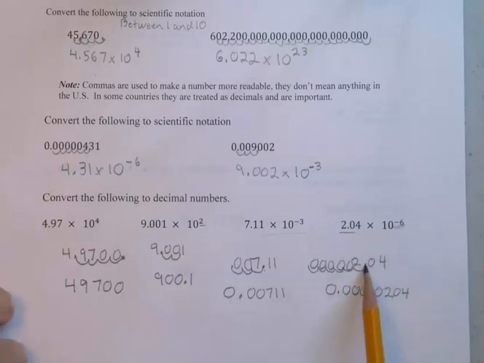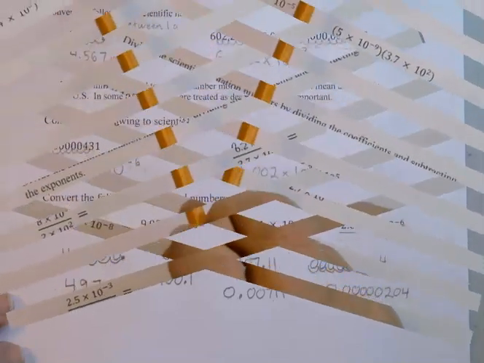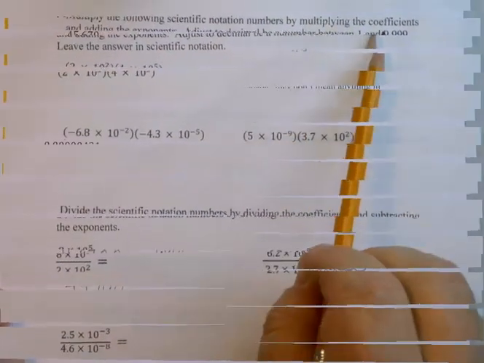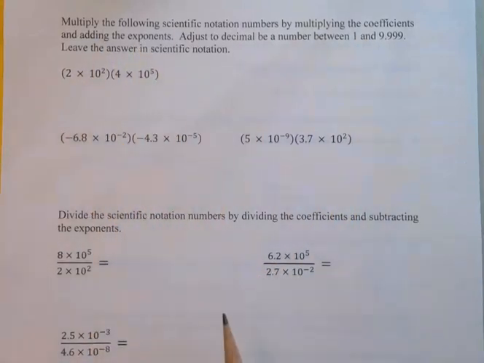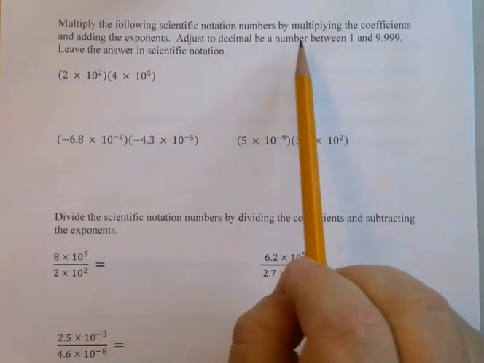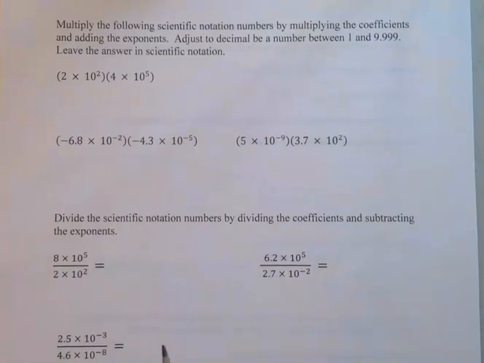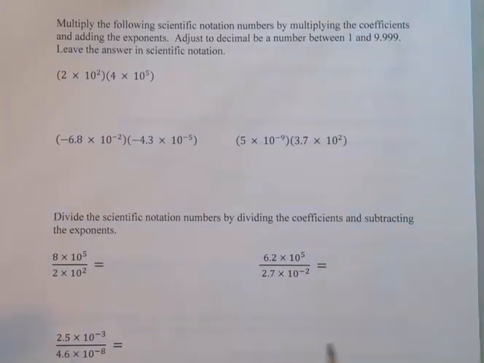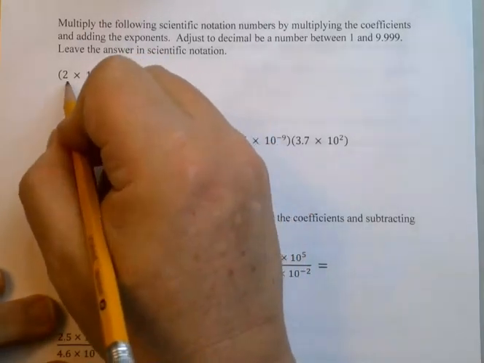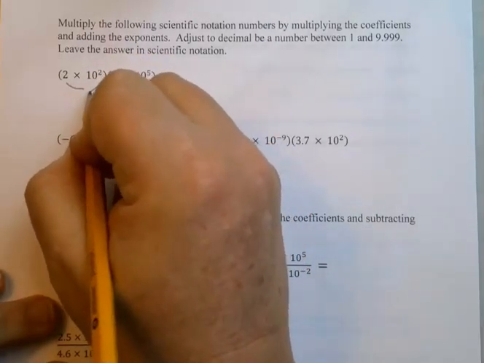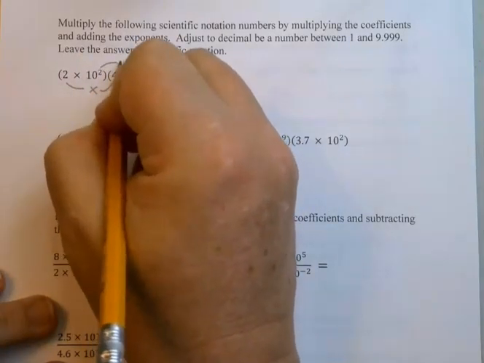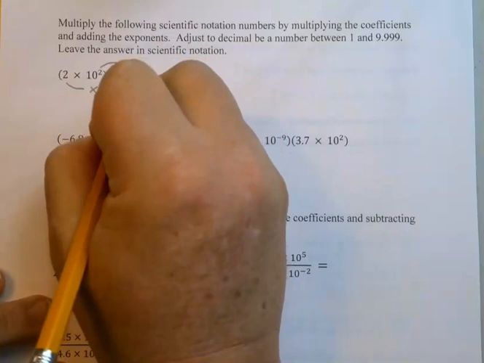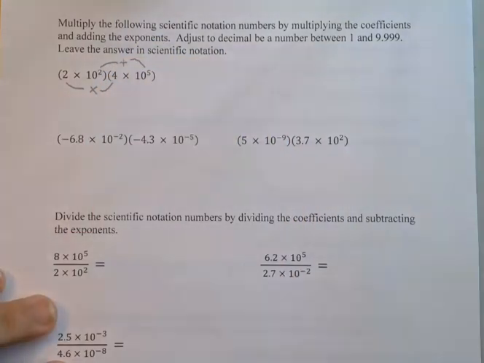All right. So multiply the following scientific notation numbers by multiplying the coefficients and adding the exponents. And then you adjust the decimal to be a number between 1 and 10, as we said before. Leave the answer in scientific notation. Okay, so what you're going to do is multiply these coefficients. That's a times sign. And you're going to add the exponents. So that's how you multiply 2 scientific notation numbers.